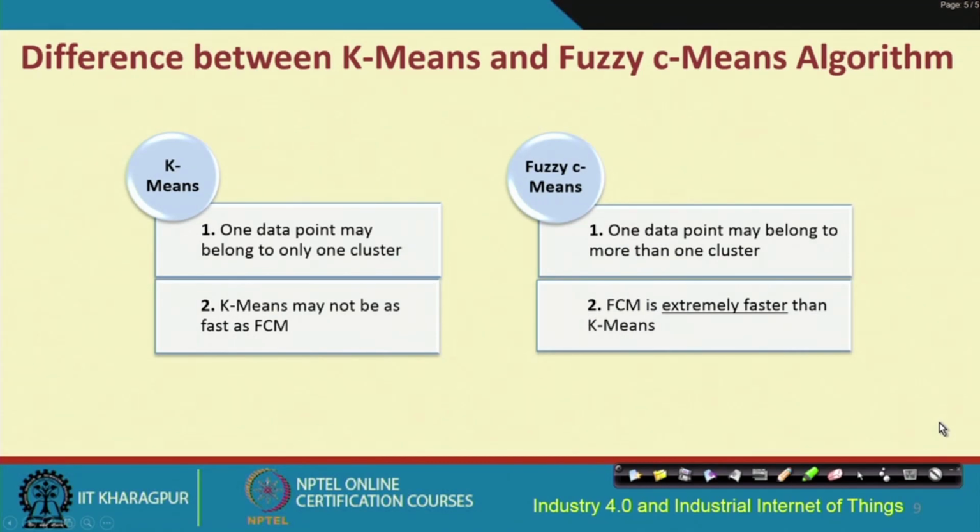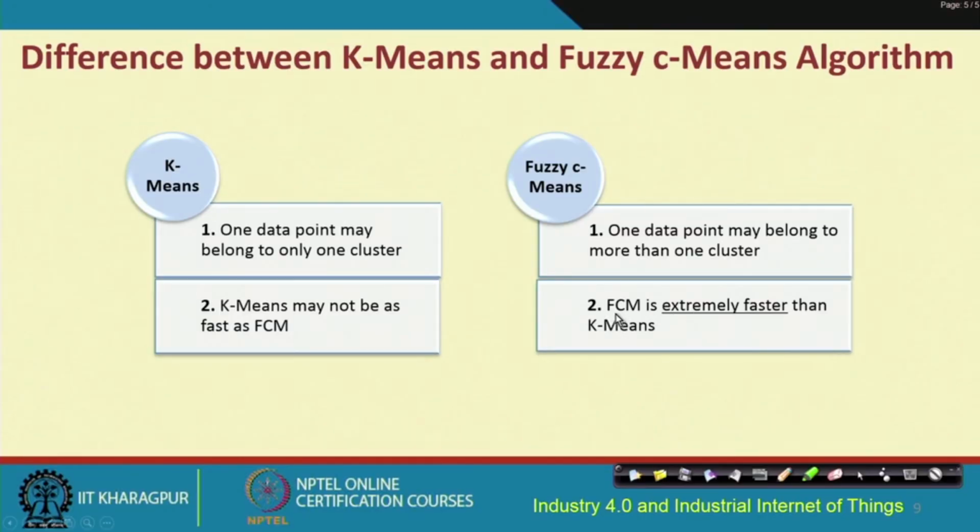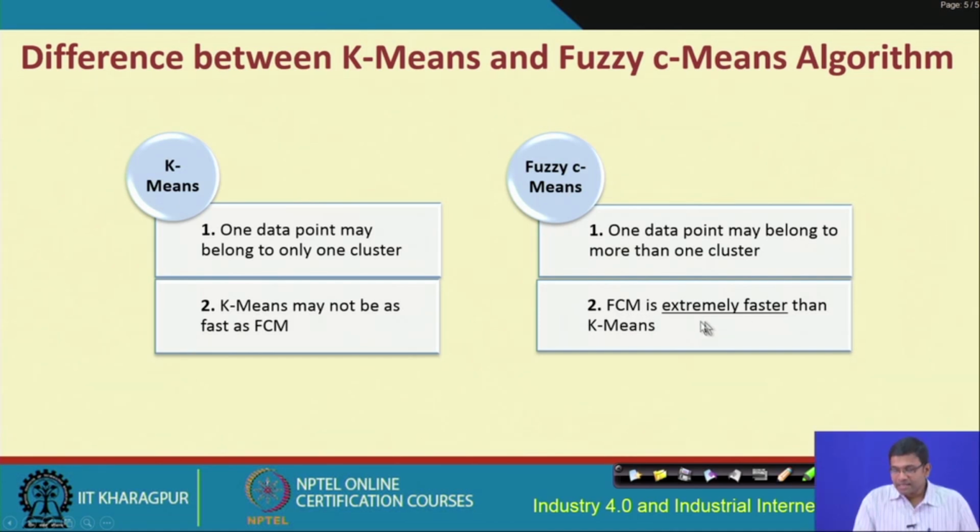So, we will proceed further. So, this is k-means where one data point may belong to only one cluster, whereas in fuzzy C-means one data point may belong to more than one cluster. K-means algorithm is based on pure machine learning, whereas fuzzy C-means is based on soft computing approach, fuzzy logic. So, that is why it is known as fuzzy C-means. Because it is based on fuzzy logic, FCM is much faster compared to the k-means algorithm.